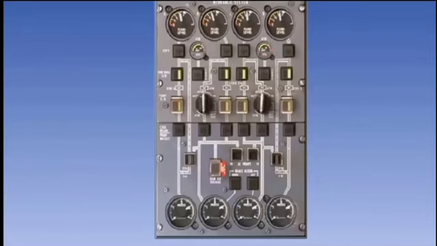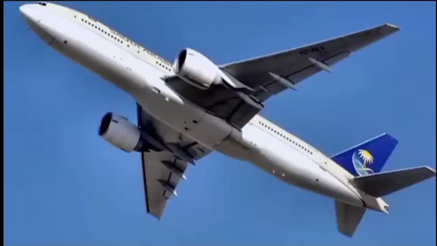So in the coming session, we will discuss more about the forces and moments affecting the aircraft structures and how they give rise to the effects for the structural failures.